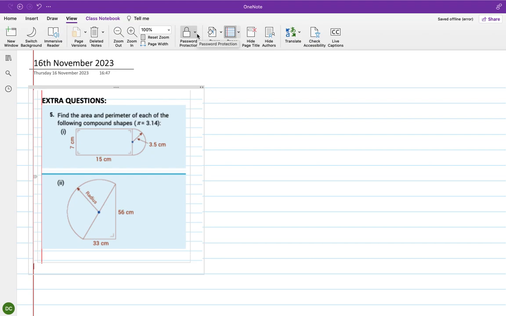Through these for anybody who attempted them. So find the area and perimeter of each of the following compound shapes. So compound shapes means shapes that are stuck together. So if I start, I'll call this 1.